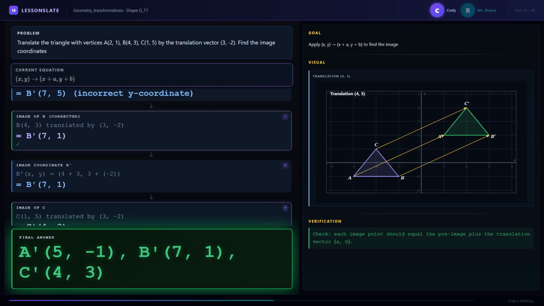Thanks so much, Ms. Rivera. I really appreciate your help with this one. I finally get how to handle those negative numbers in the translation vector. That was tricky for me. It feels good to finally figure this one out.